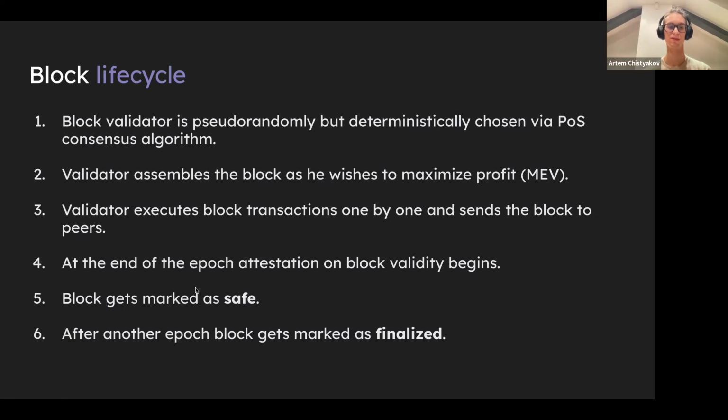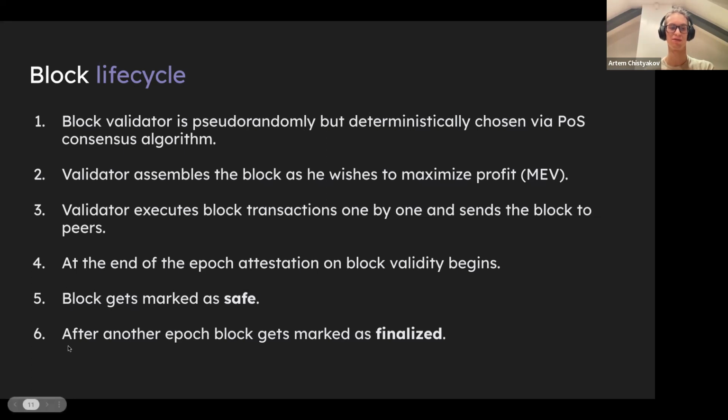If validators think that the block is valid and everything is okay, the epoch where this block is stored gets called safe. This means that it is unlikely for this block to be reorganized.